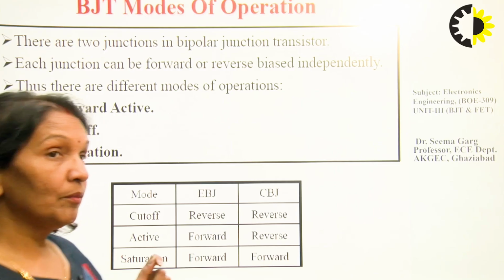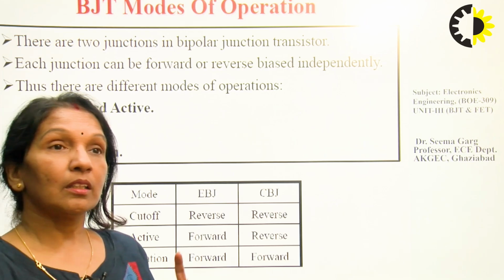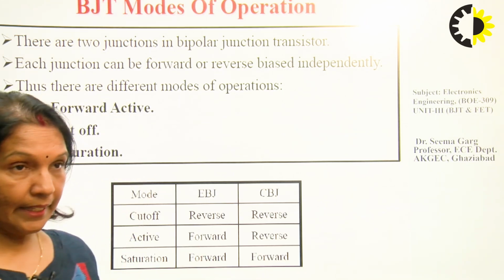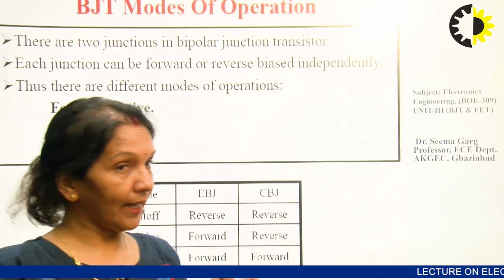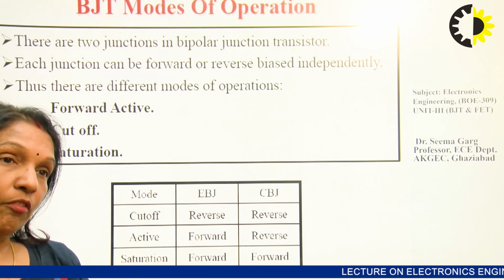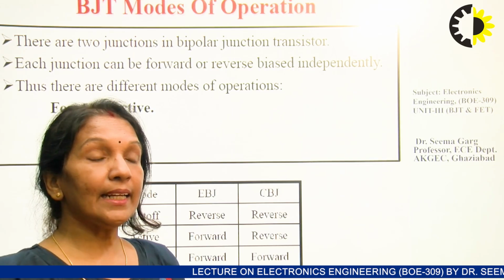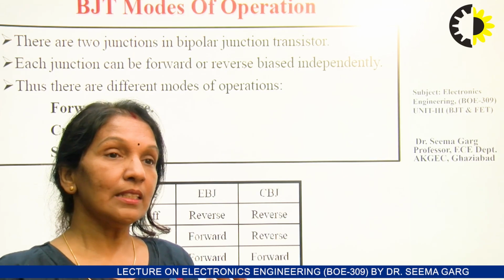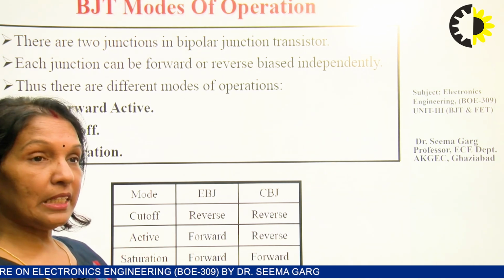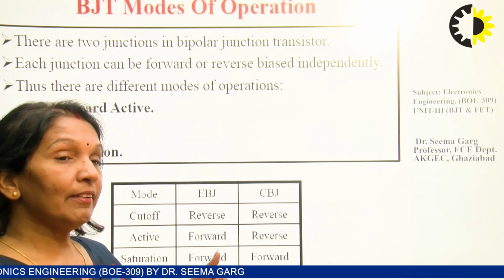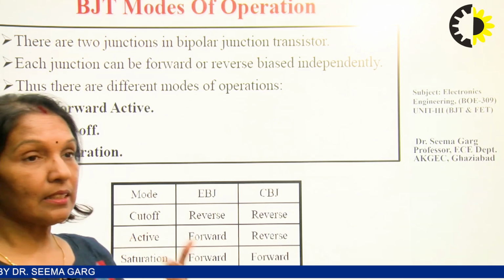So there are two junctions in the bipolar junction transistor, and each junction can be forward biased or reverse biased independently. So there are three regions of operation: the active region, the cutoff region, and the saturation region. Depending upon how we are biasing the emitter base junction and the collector base junction, we decide in which particular region the transistor is working.